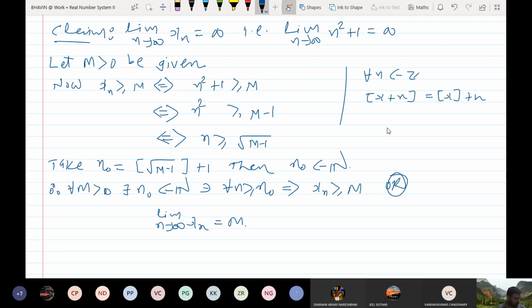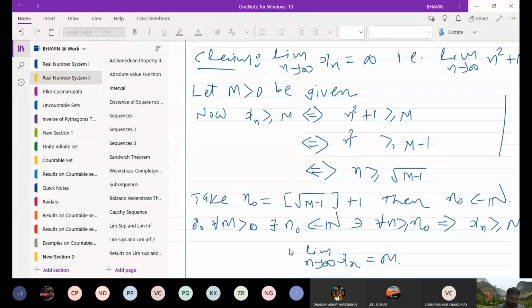Okay, we stop our discussion. Next time we will see some new topic. I think in this unit, unit 2 is complete. This second unit is finished.